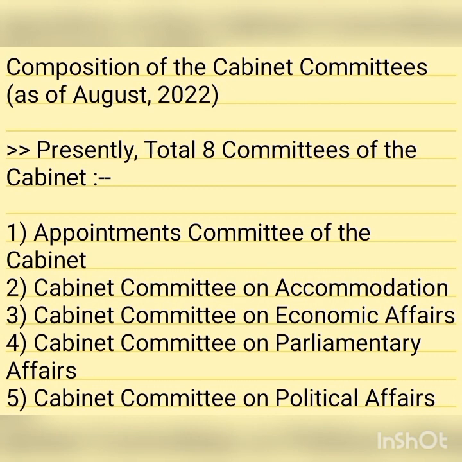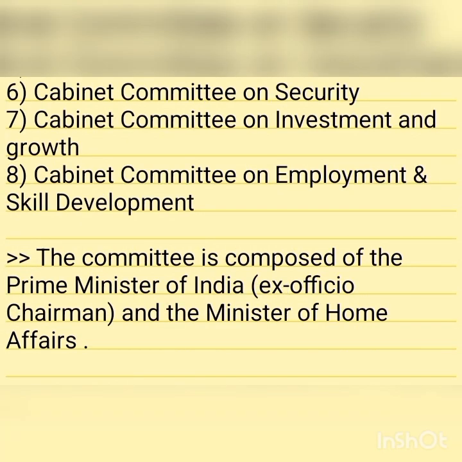Composition of the committees. As of August 2022, there are presently a total of 8 committees of the cabinet. Number 1, Appointments Committee of the Cabinet. Number 2, Cabinet Committee on Accommodation. Number 3, Cabinet Committee on Economic Affairs. Number 4, Cabinet Committee on Parliamentary Affairs. Number 5, Cabinet Committee on Political Affairs. Number 6, Cabinet Committee on Security. Number 7, Cabinet Committee on Investment and Growth. Number 8, Cabinet Committee on Employment and Skill Development.